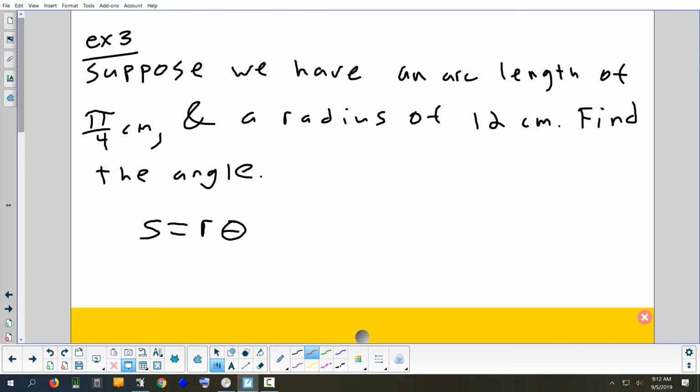Right, so let's start with S. Justin, do I know what S is? Yeah. Okay, what is it? Pi over 4. Yep, arc length of pi over 4. So we're going to start with that. Equals. Next thing I need is R. Emily, do I know R? Yes, 12. Yeah, but yes, you're right. R is 12.